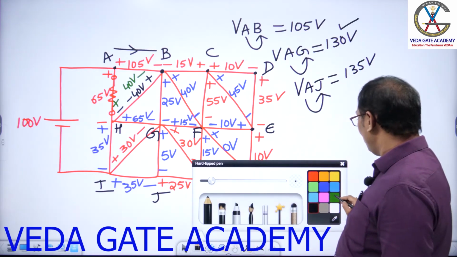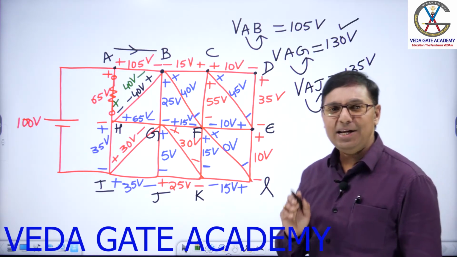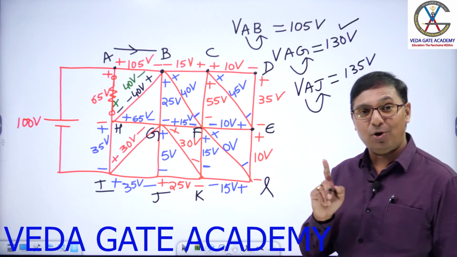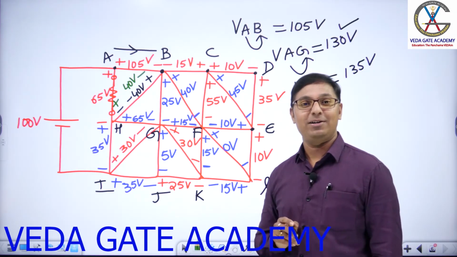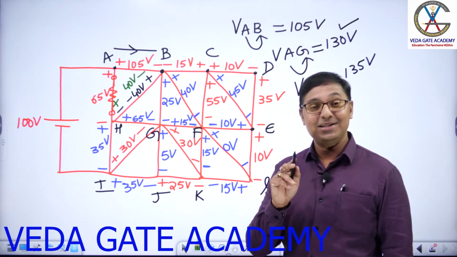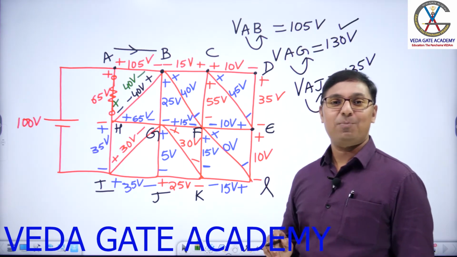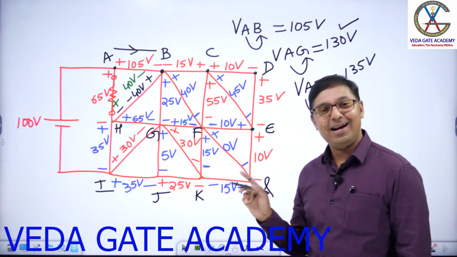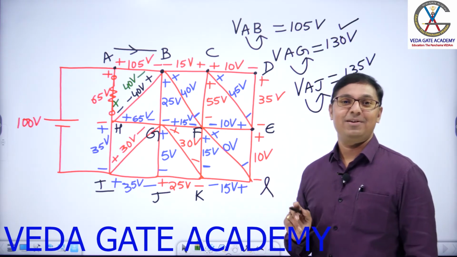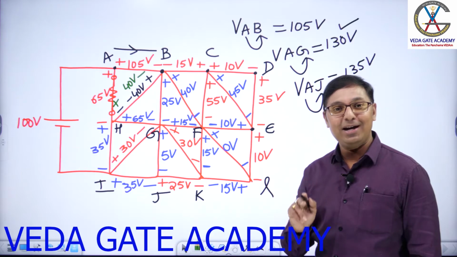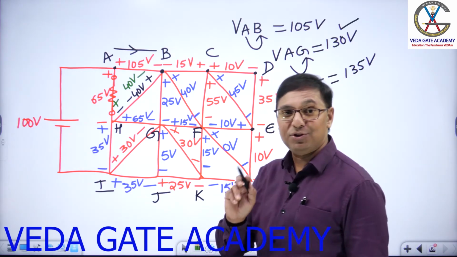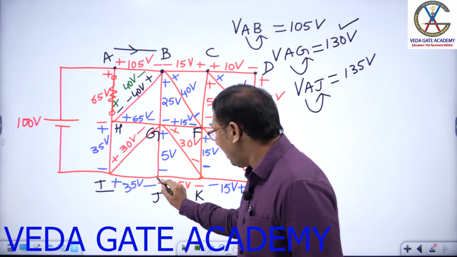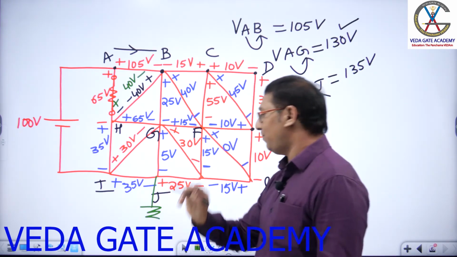Let us take some node voltage, sir. For finding node voltage, one important point is there. Node voltage is defined with respect to a reference point. Without a reference point, writing node voltage is meaningless. Let us take some reference point. I am using green color pen. I am taking J as reference point.